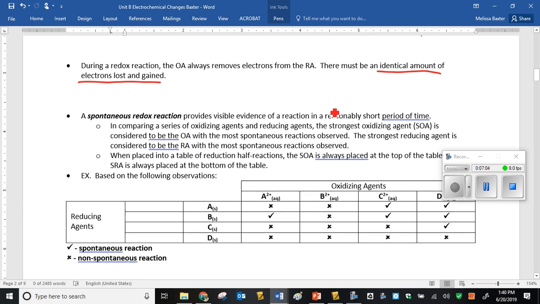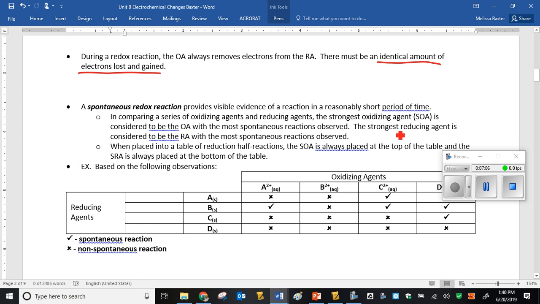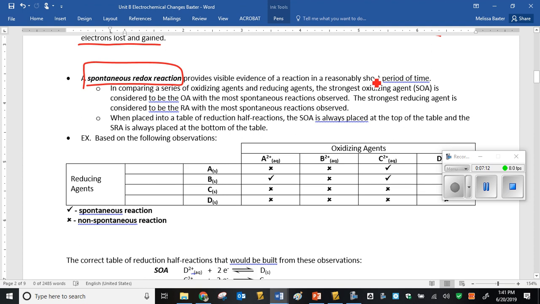Now our next big topic was spontaneity. So we're talking about a reasonably short period of time. Spontaneous reactions should show you that something has happened fairly quickly. Usually there are two ways that we could ask you about this. We could ask you about the most spontaneous reactions that are observed with a table something like this one.